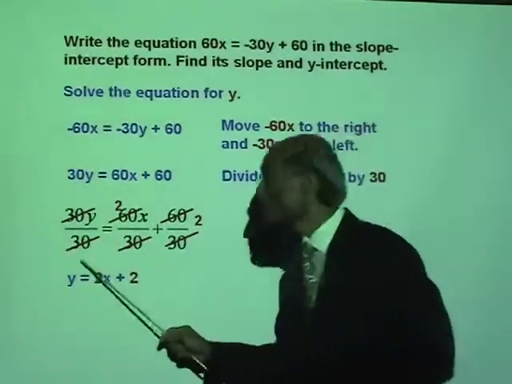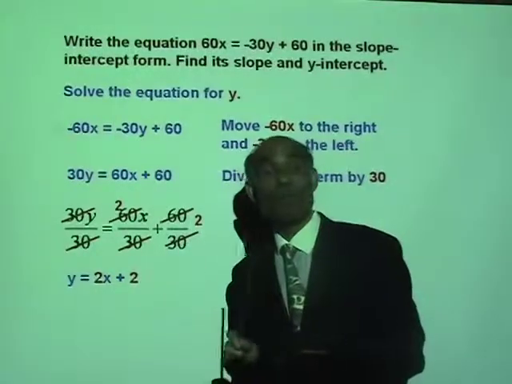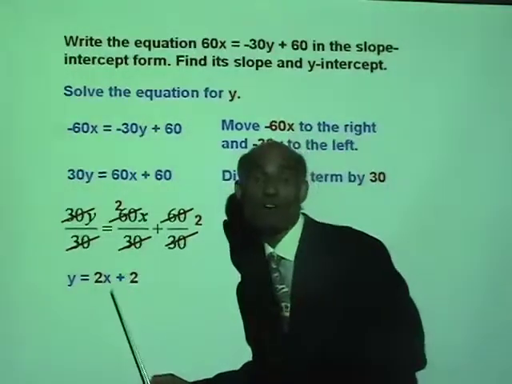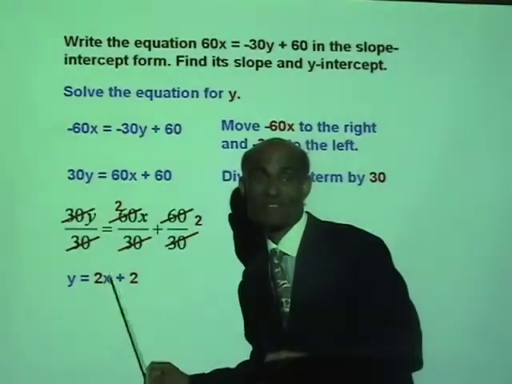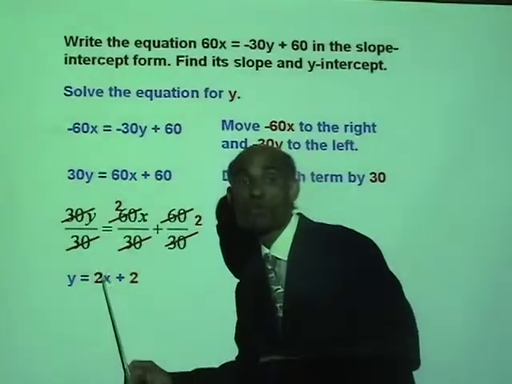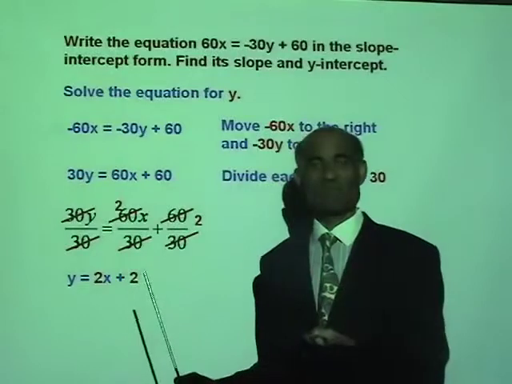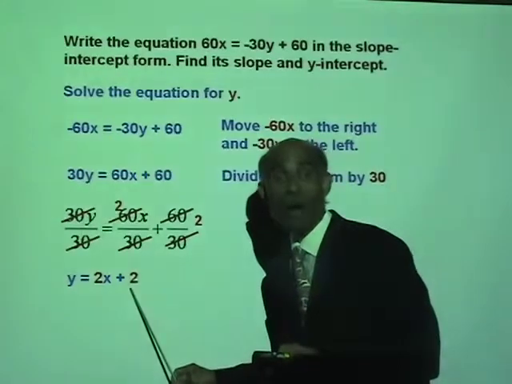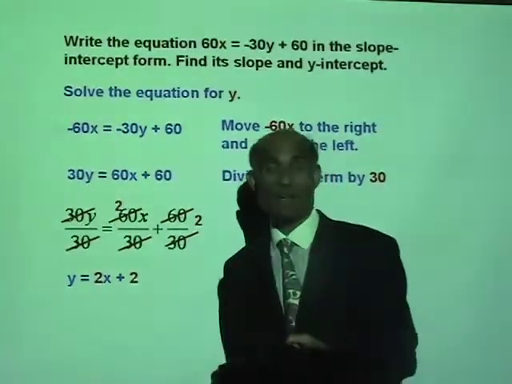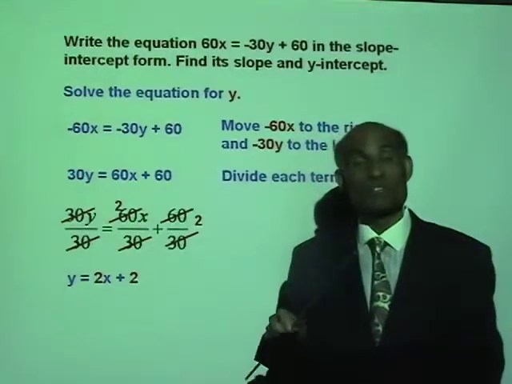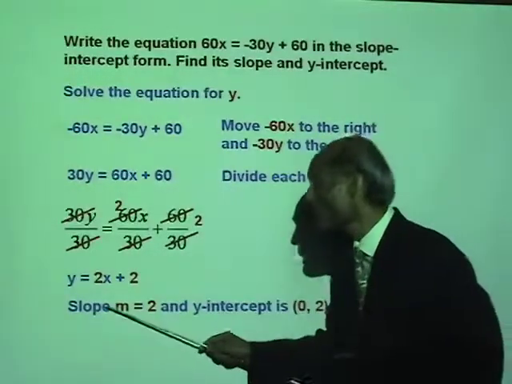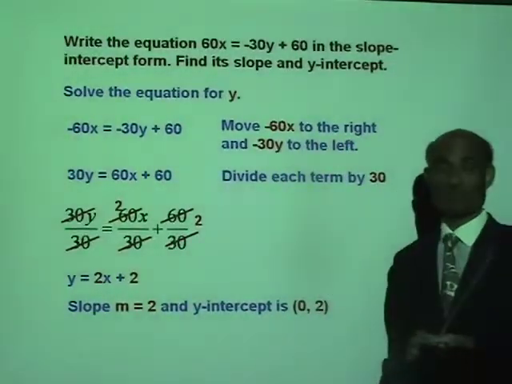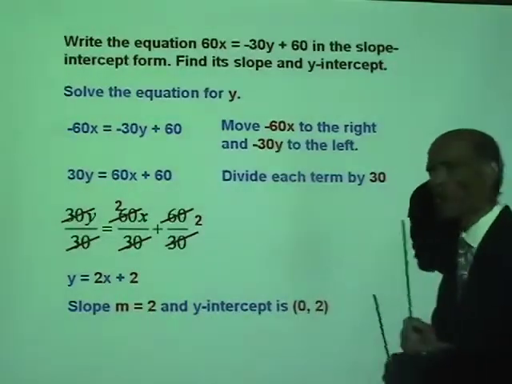There you are. This is the equation in the form y equal to mx plus b. What is the slope of the graph of this equation? The slope is 2. And what is the y-intercept? Y-intercept will be x equal to 0, y equal to 2. The ordered pair that represents the y-intercept is 0, 2. So slope m equal to 2 and the y-intercept is 0, 2. Can you use this to draw the graph of this?